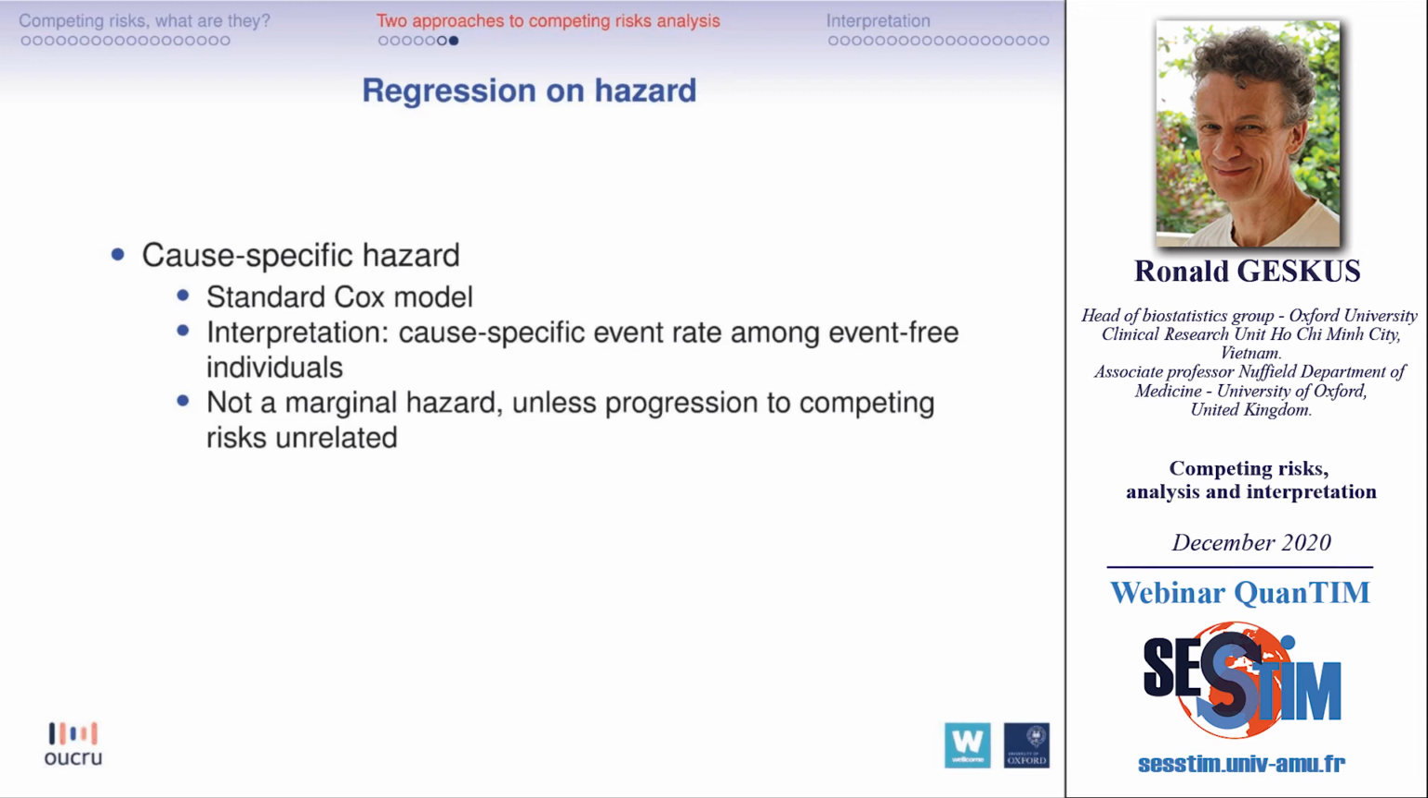What is quantified is the relation between the covariables and the cause-specific event rate among the event-free individuals. It's not the relation of the covariables and the marginal event rate, the event rate that would be observed if the competing event did not exist. So it's not a marginal hazard, unless the progression to the competing risk is completely independent from the progression to the event of interest. And that hardly ever occurs in practice.